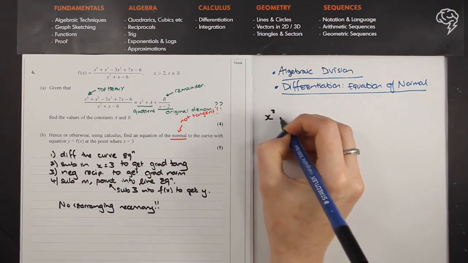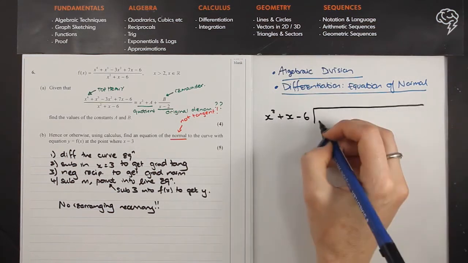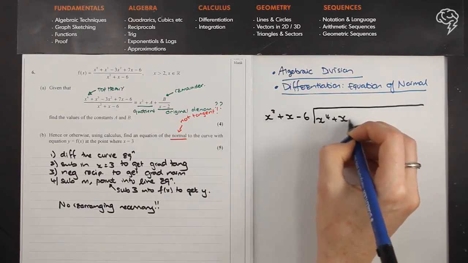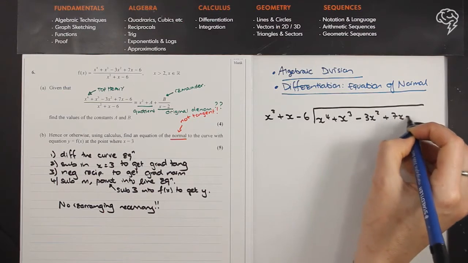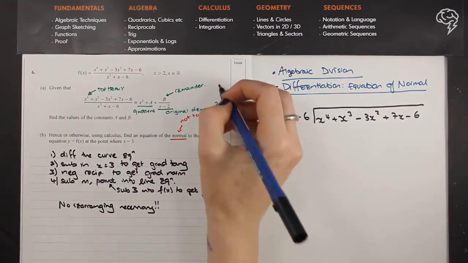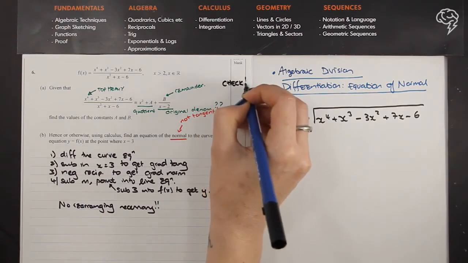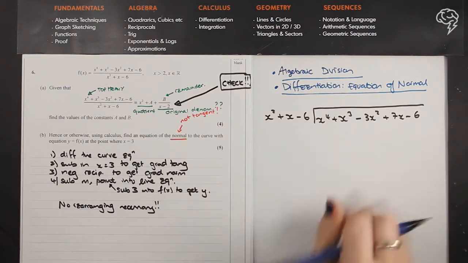Algebraic division by Ronnie. x to the 4. Basically, my main piece of advice here is don't go too fast because there's numbers involved. And my second piece of advice is check your answer. I'm going to write it here to remind us to check because it's too fiddly.